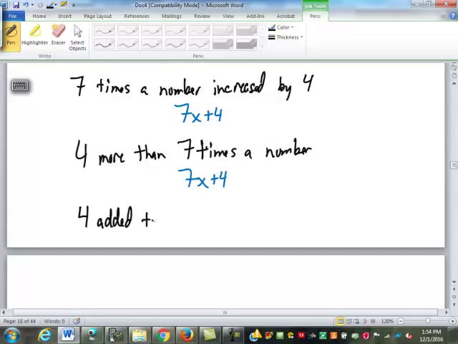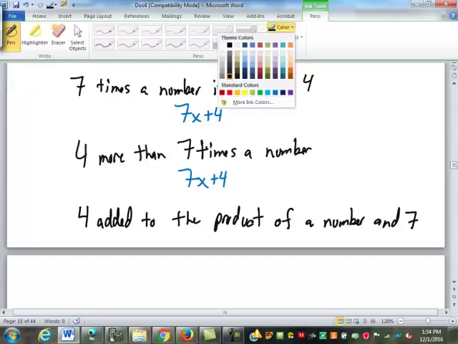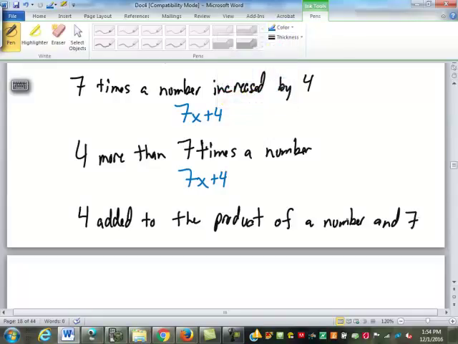Four added to the product of a number and 7. What's that one going to look like? Same thing. The product of a number and 7 is going to be 7 times x. 4 added to that is going to be plus 4.